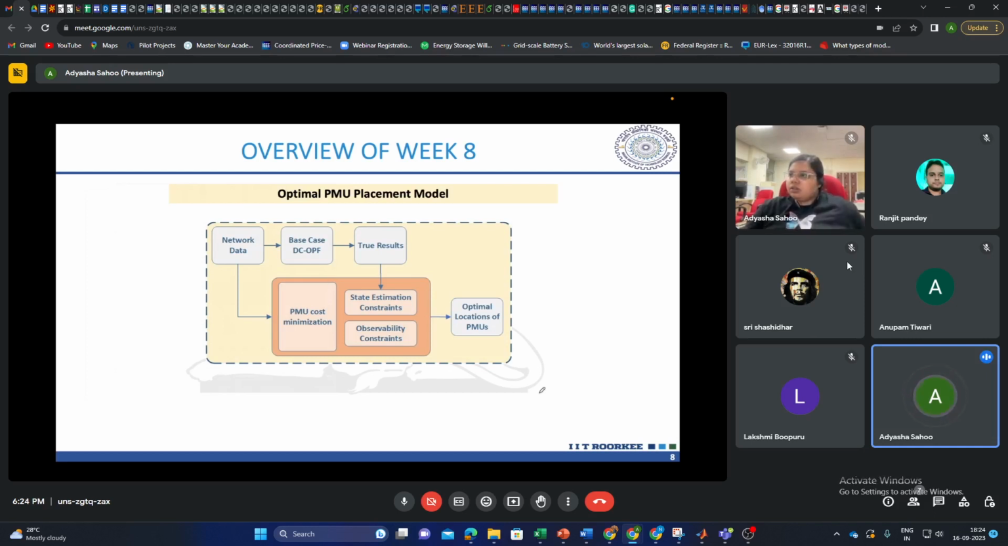Then we'll move to the mathematical model of this. Firstly, can anyone say what this orange box is? It is the optimization problem for the placement of the PMUs, and from it we get the output as the locations for the PMUs. Then why are we carrying out this DCOPF? Why is this necessary?